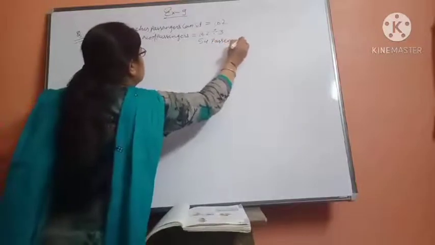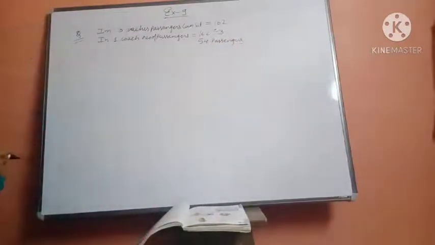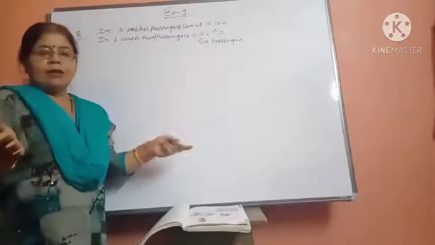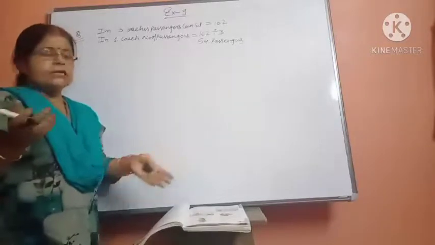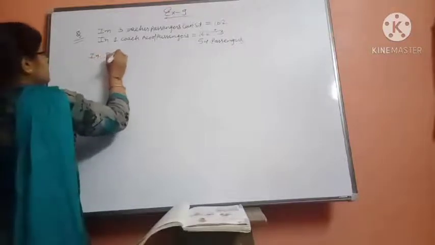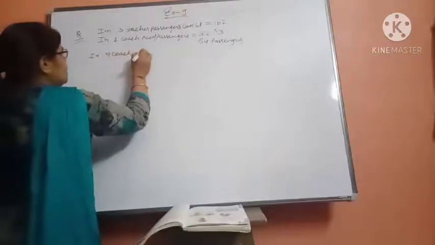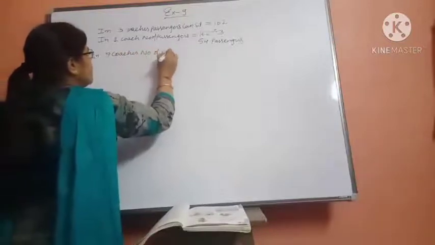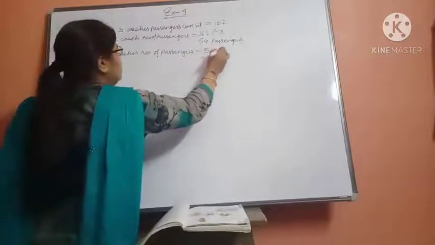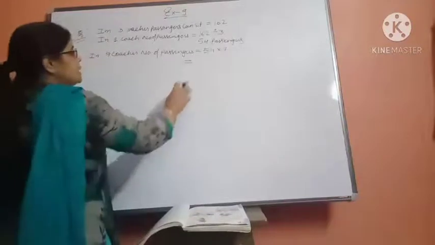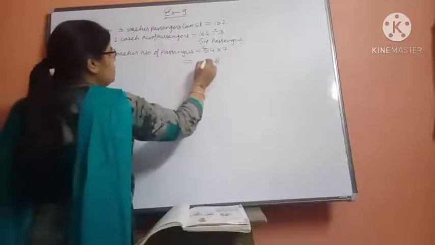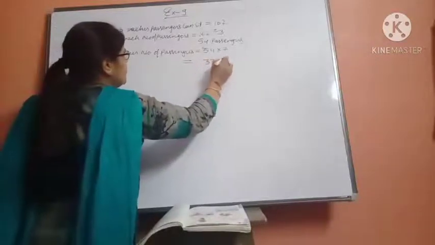Now he is asking that in 7 coaches, how many passengers can sit? If in one coach 54 passengers are sitting, then in 7 coaches more passengers will sit, and for more, what are we doing? Multiply. So in 7 coaches, the number of passengers is equal to 54 multiplied by 7. So 7 4s are 28, carry 2, 7 5s are 35 plus 2 is 37, so 378 passengers.